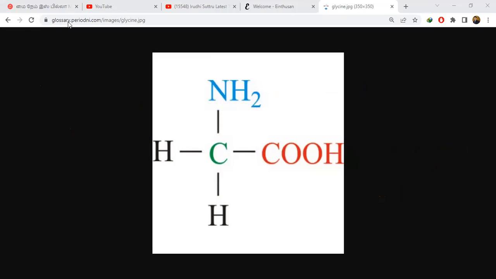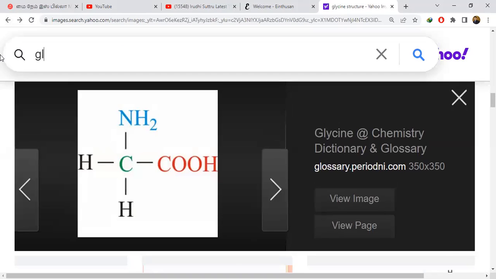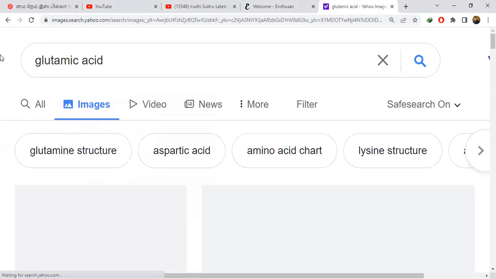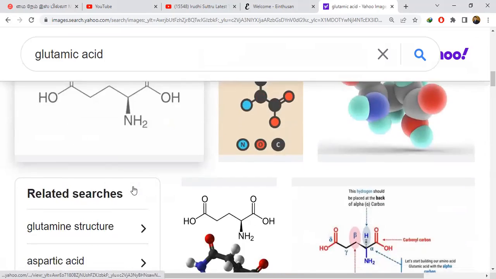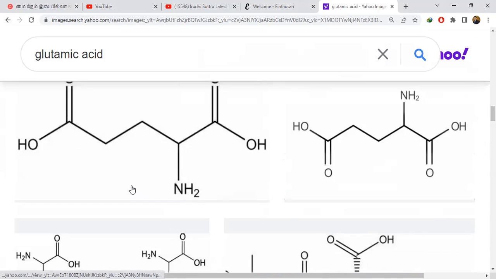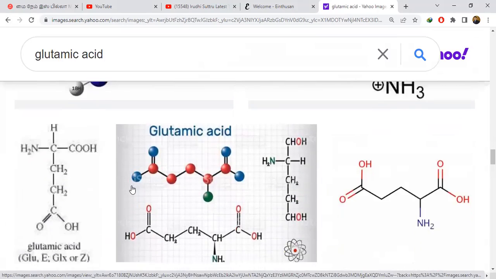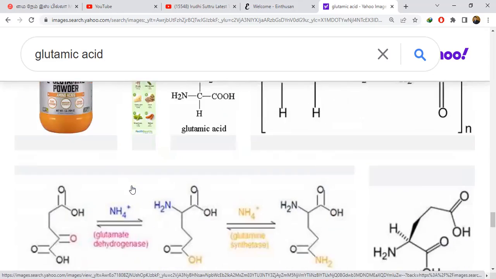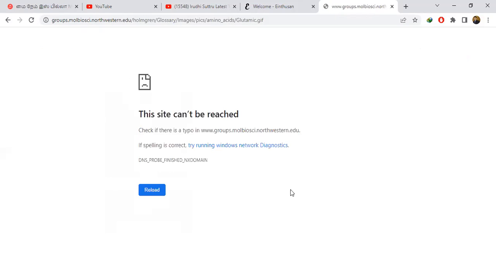Now I am once again taking glutamic acid. This is an amino acid. How to pick the correct diagram.